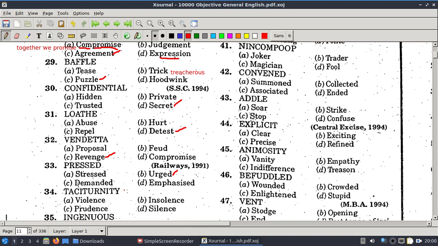Taciturnity. Taciturnity means tending not to say very much. He doesn't talk a lot. Taciturn young man. Taciturn lady, etc. Okay. Violence we know. There's a lot of violence in the movies, etc.